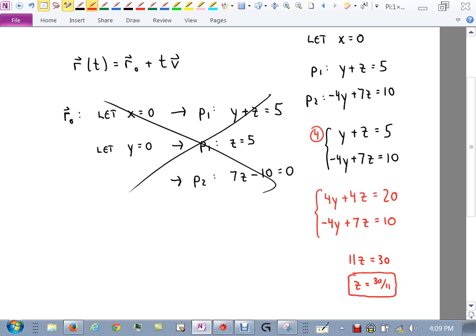Right? Once I know what z is, can I go back and get y? Can I go back and get y? Yeah, I can. I'm going to pull y right here because this is the cleanest equation I have for y. So I'm going to pull that equation down. I'm going to plug in 30 over 11 for z. So y plus 30 over 11 equals 5. Y equals 5 minus 30 over 11, which is what? 25/11ths.